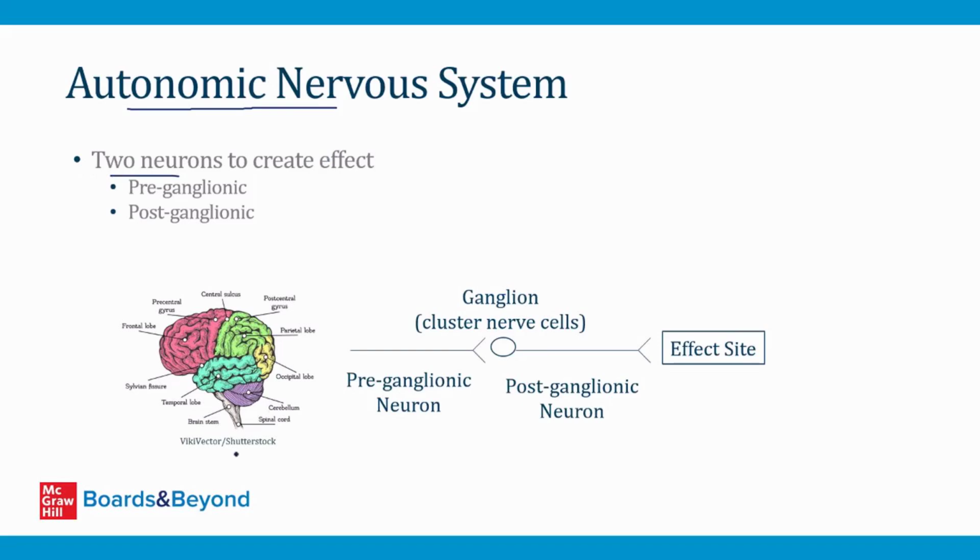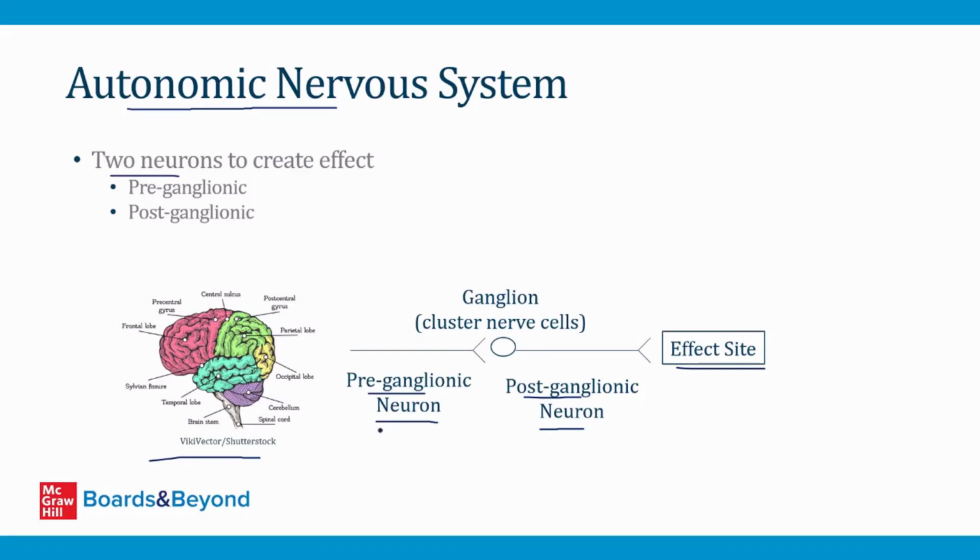So let's look at this drawing on the screen here, and let's imagine that our brain decides that it wants our heart rate to go up. That's an involuntary action. Well, it's going to need to send a signal to the heart, but it's going to do this using two neurons. The first neuron is called the preganglionic neuron. This neuron is going to synapse and trigger a second neuron called the postganglionic neuron. And that second neuron is going to go and create the effect, like increasing the heart rate.